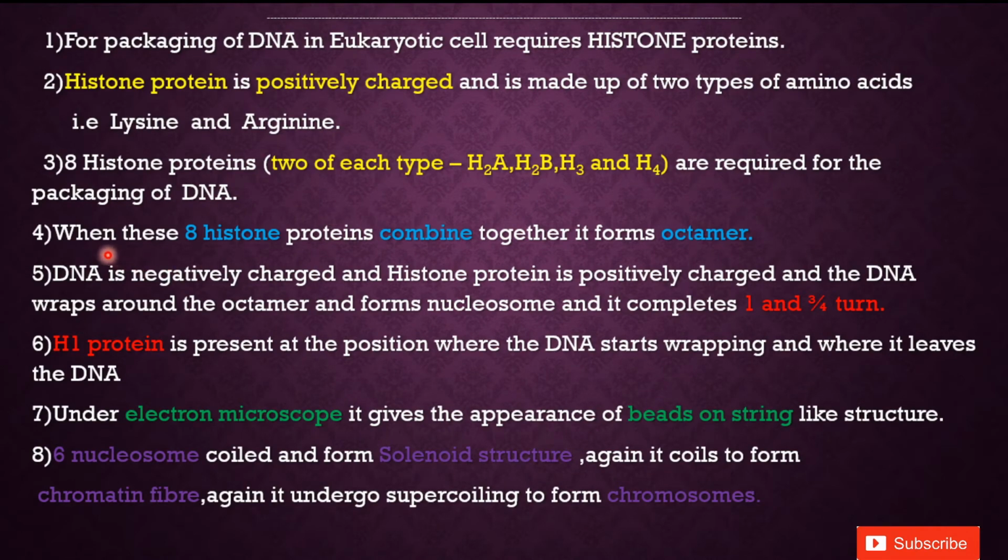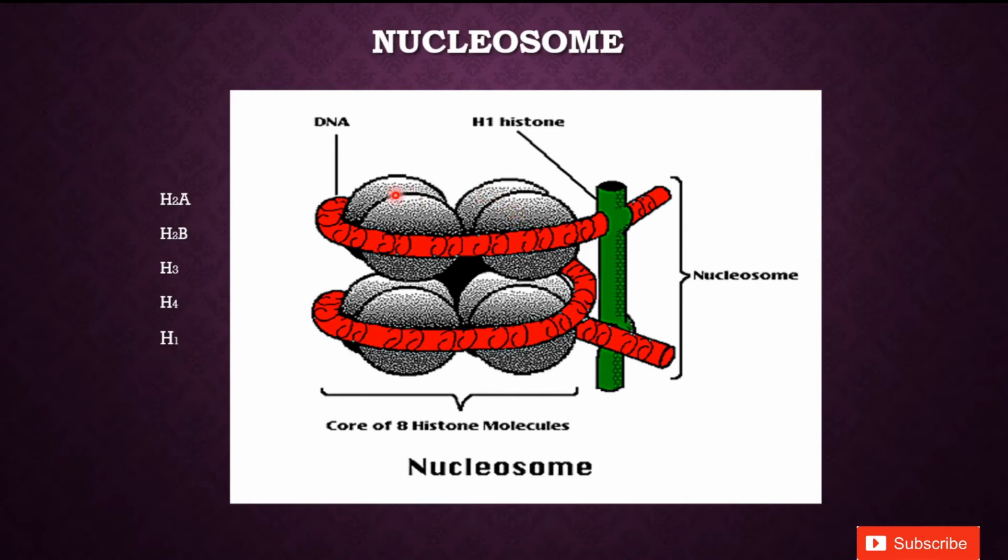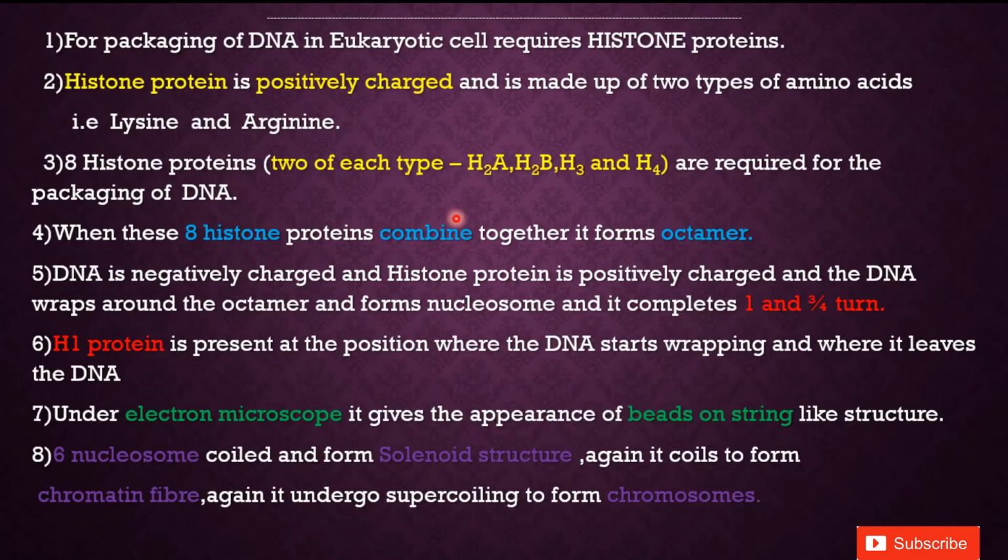When these 8 histone proteins combine together, they form an octamer. It is visible from the diagram. Octa means 8, so when 8 histone proteins combine together, the structure is called an octamer. Now you know this is all about histone. Now you know DNA is negatively charged. Do you know why it is negatively charged? Because of the presence of phosphate groups. So keep in mind that histone is always positively charged and DNA is negatively charged.